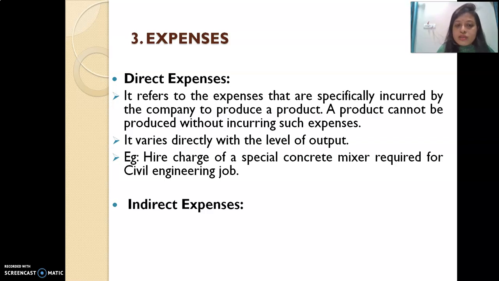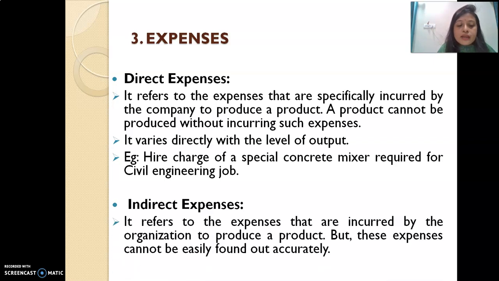So the expenses which are directly related with the manufacturing of the goods are called direct expenses. Example, the concrete mixture which is required for a civil engineering job. We know that the mixture is required for the job. So the charges paid for the mixture will come under direct expenses.